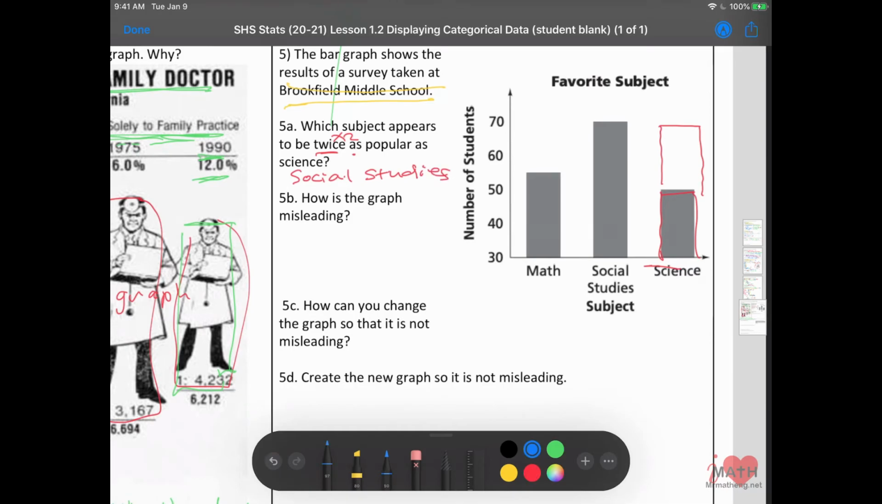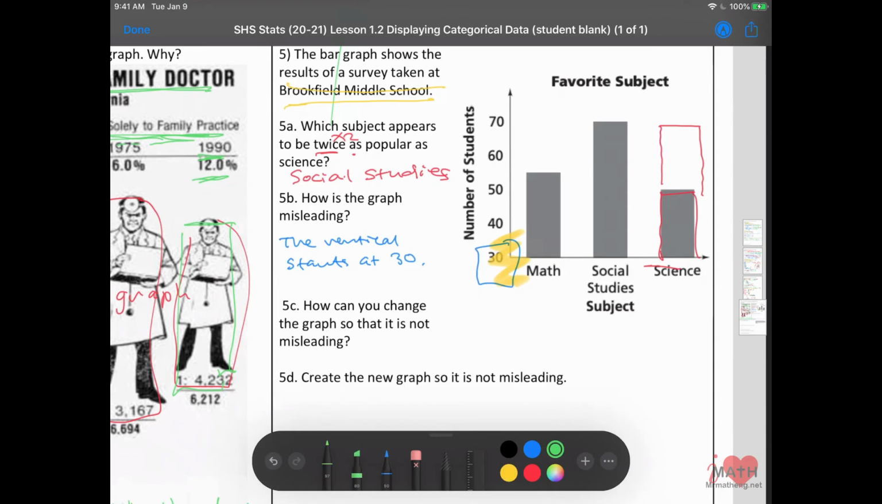How is this graph misleading? Well, hopefully you can put your finger on it. We just talked about it. Your bar graph should start at 0. So why does the vertical axis start at 30? Now, it may have been appropriate to do the break there, if you're saying there are no other numbers.